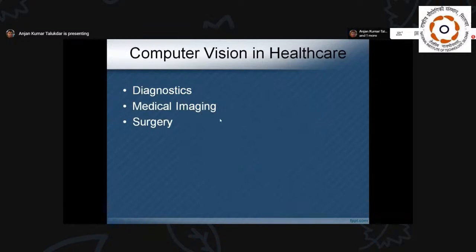These are actually the major areas where research is going on, and those who are interested may work on these fields. I'll briefly discuss these three fields: one is diagnostics, then medical imaging, and then surgery. So how computer vision is playing its role in these fields.